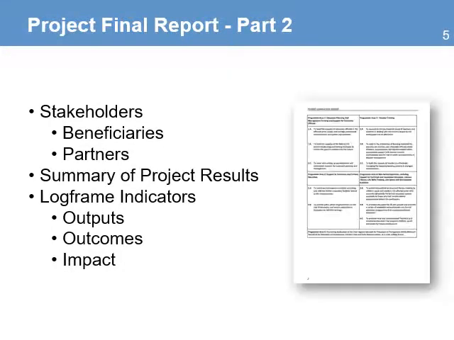Then, you need to describe the key stakeholders, including the beneficiaries and the partners that were part of the project. A summary of the project results that includes the log frame indicators and information about the outputs, outcomes, and how the project was able to contribute to the final impact. In some cases, the impact information might not be available yet, depending on the impact evaluation report that is usually conducted long after the end of the project.